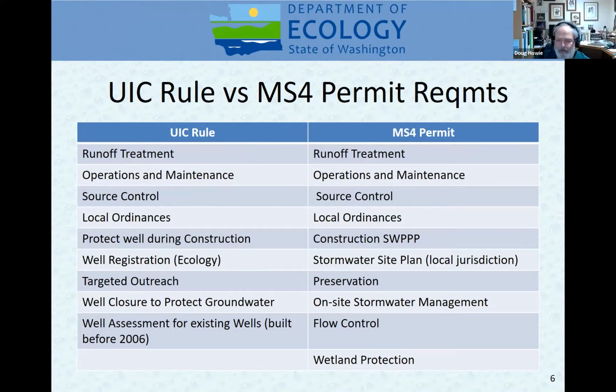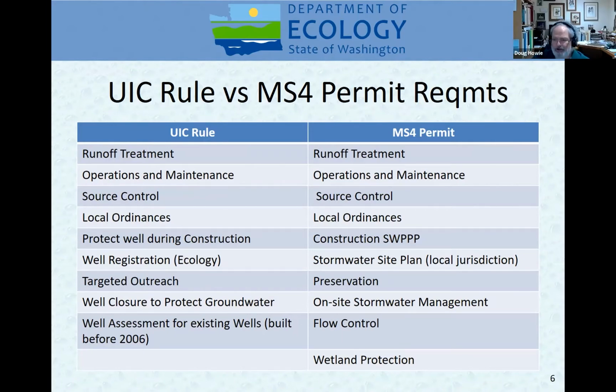So existing wells are those wells that were built before 2006, and new wells are those built after 2006. But in the MS4 permit, there are also on-site stormwater management issues you need to deal with, flow control, meaning dealing with runoff from the half to 2 year and up to the 25 year, whereas in UIC, all the water is going into the ground.